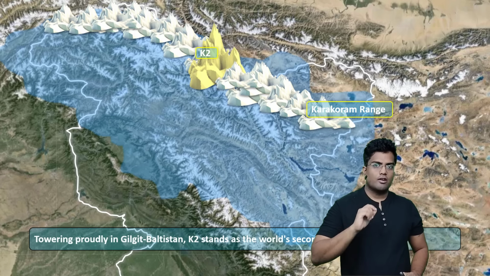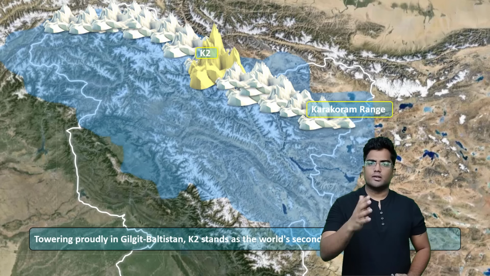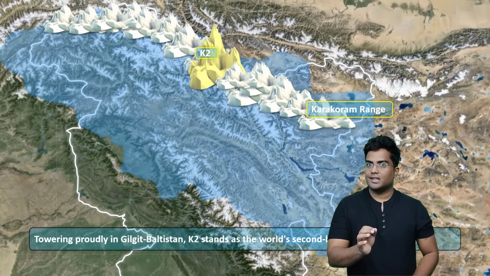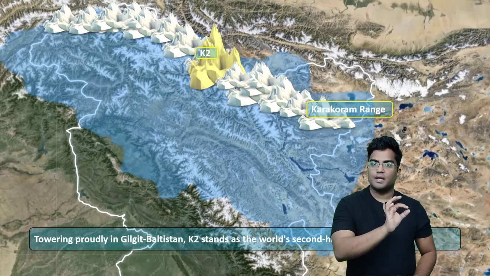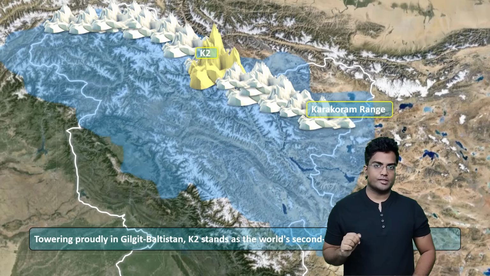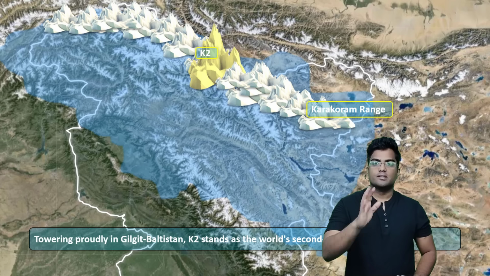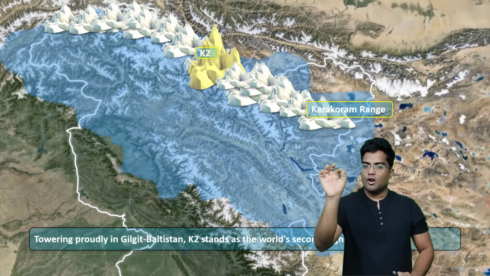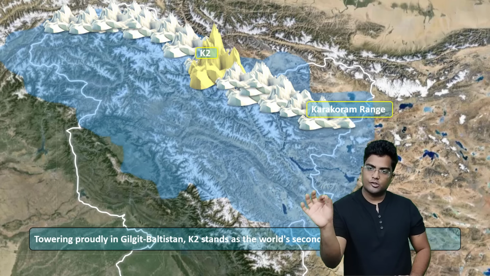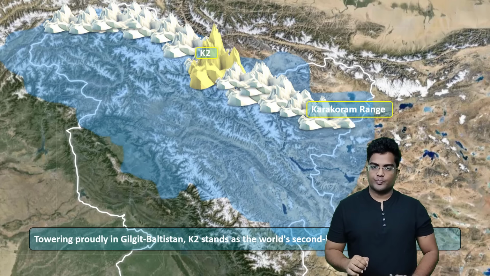As you can see, you may have heard about K2. Okay, K2 or Godwin-Austen. So K2 is essentially the second highest peak in the entire world. You obviously are familiar with the highest peak, that is Mount Everest. Okay, the second highest peak is K2. K2 is located on this particular range. This particular mountain is located on the Karakoram Range.